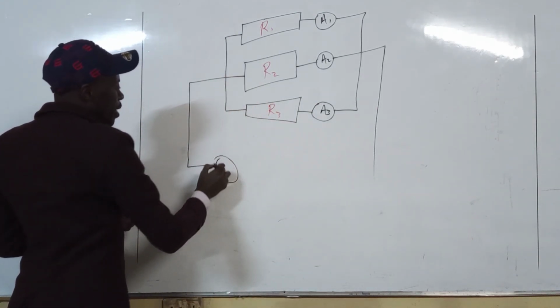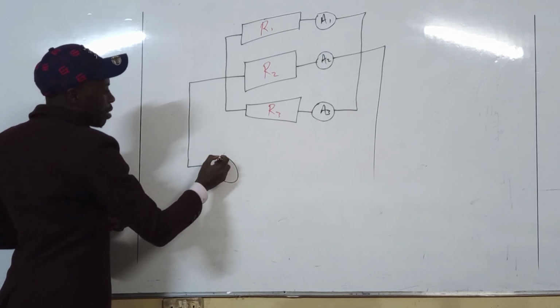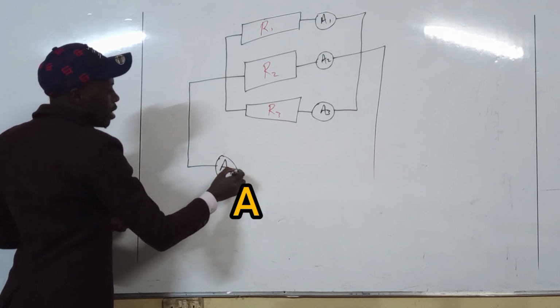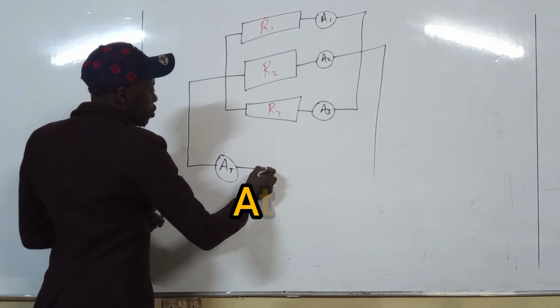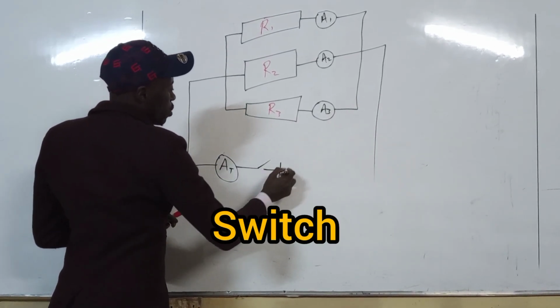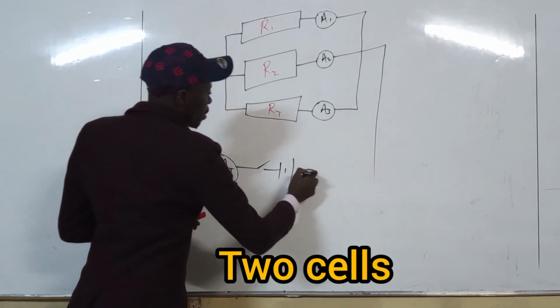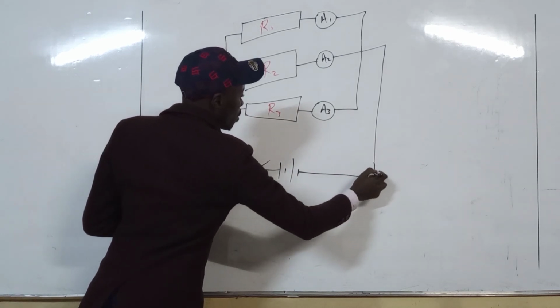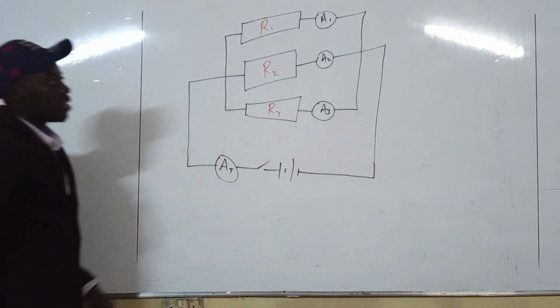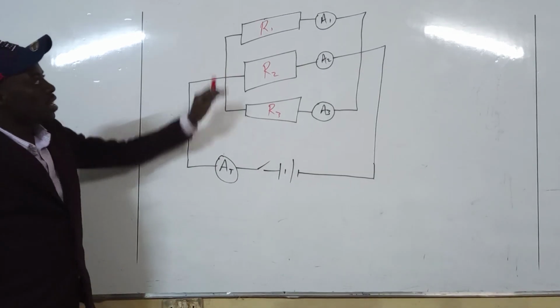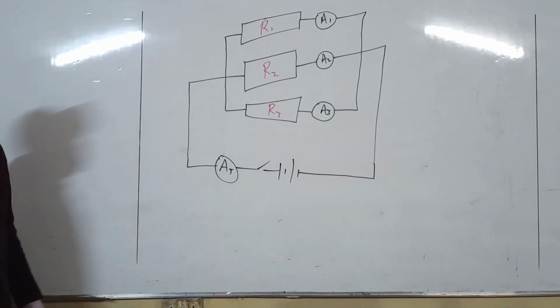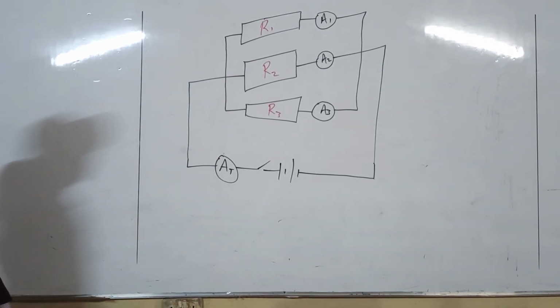We have another ammeter here. Let's call this A0. Then a switch and 2 cells. So we are considering now this setup. These are three resistors, R1, R2, and R3, which are in parallel connection.